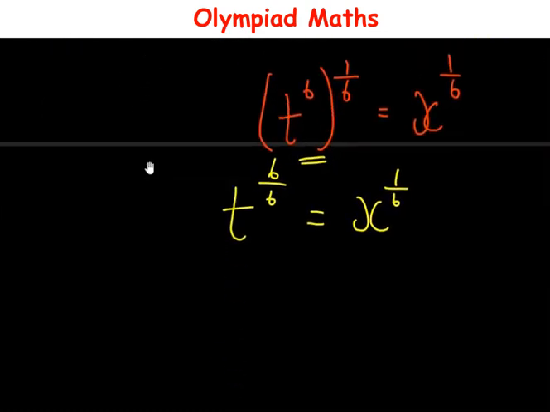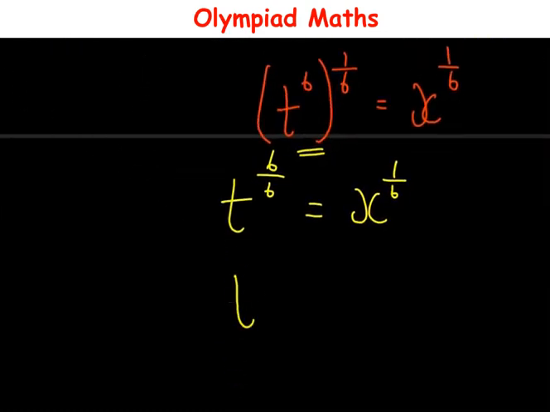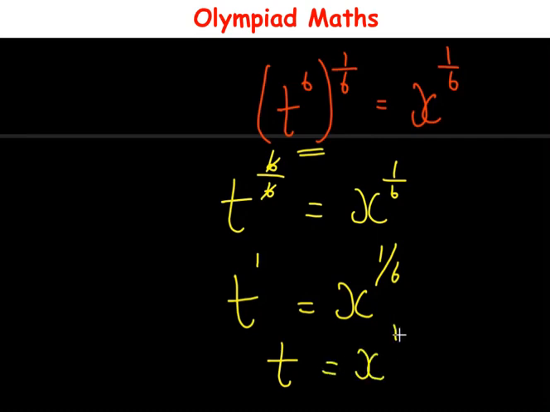And from here, t raised to power 6 over 6 cancels, we have 1, is equal to x raised to power 1 over 6. T power of 1 is t, which equals x raised to power 1 over 6. So with this, we have gotten the value of t, that equals x power of 1 over 6.